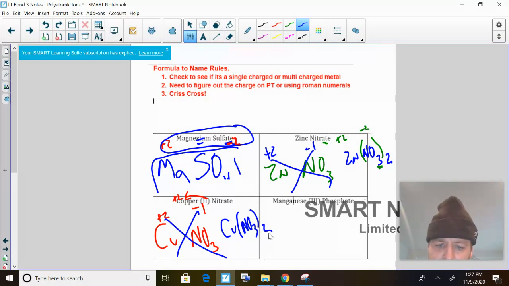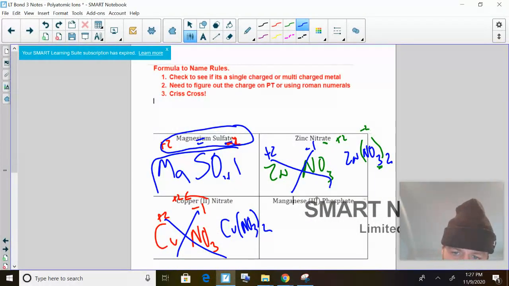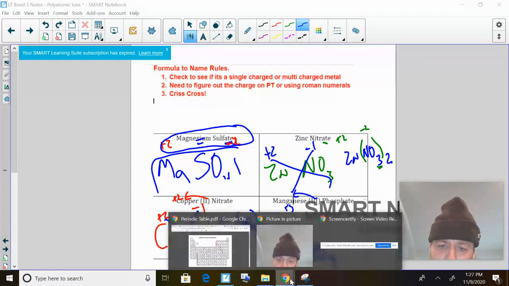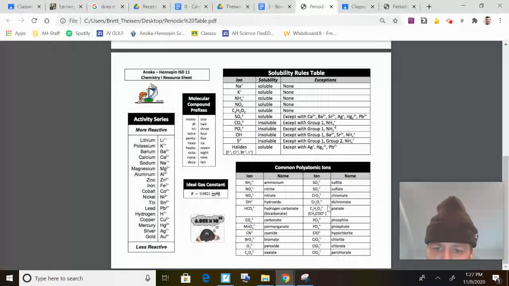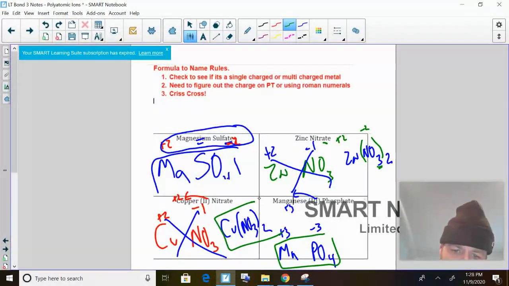Manganese 3 phosphate. All right, so manganese can be +2, +3, +4, right? But it's +3. This Roman numeral tells you that it's +3. So manganese, phosphate, PO4. Manganese is +3. Phosphate, I'm going to look on the back side of my periodic table, is -3. Are they equal? Then that is your final answer. Okay, so that's polyatomics. Nothing really changes for what we've been doing. All that changes is the back end a little bit. Okay?